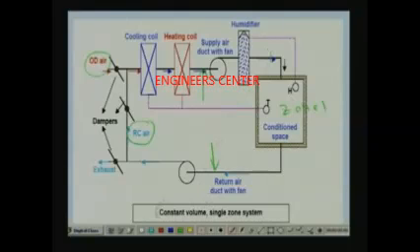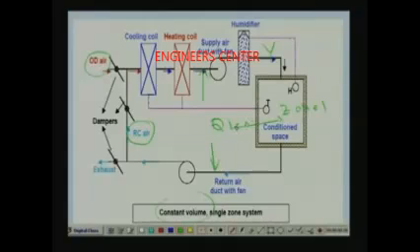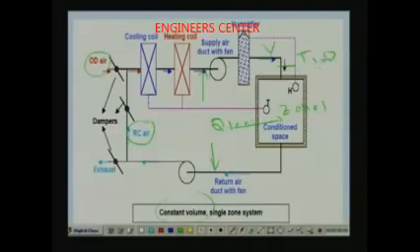Since it is a constant volume system, the volumetric flow rate of supply air to the conditioned space is kept constant. Since the load on the building may vary with time, we have to vary the cooling capacity. This cooling capacity is varied by varying the temperature and humidity ratio of the supply air. Volume is kept constant, so either temperature or humidity ratio or both are varied.